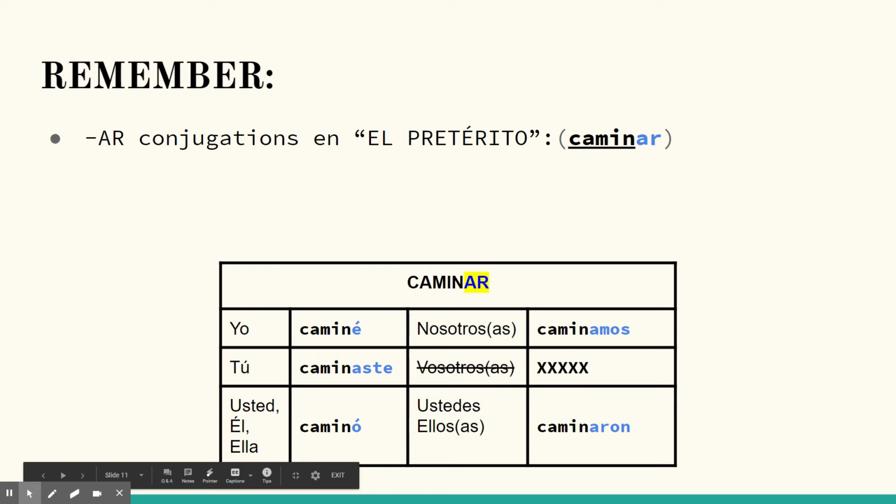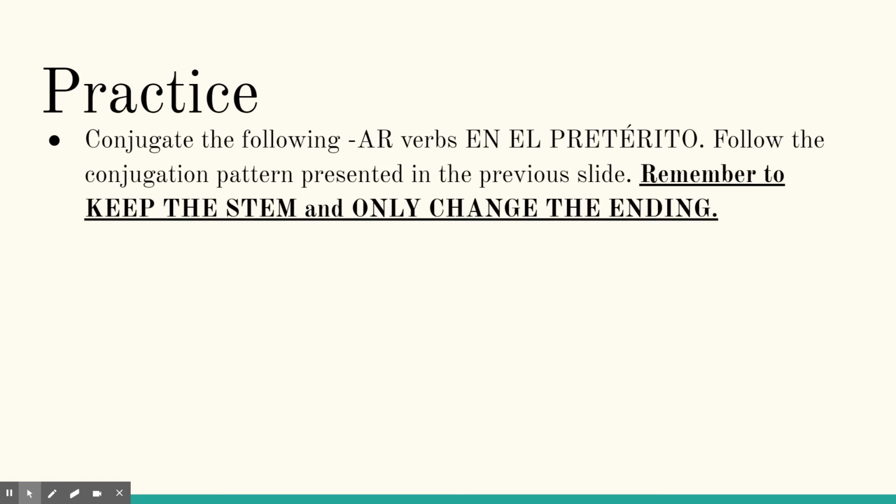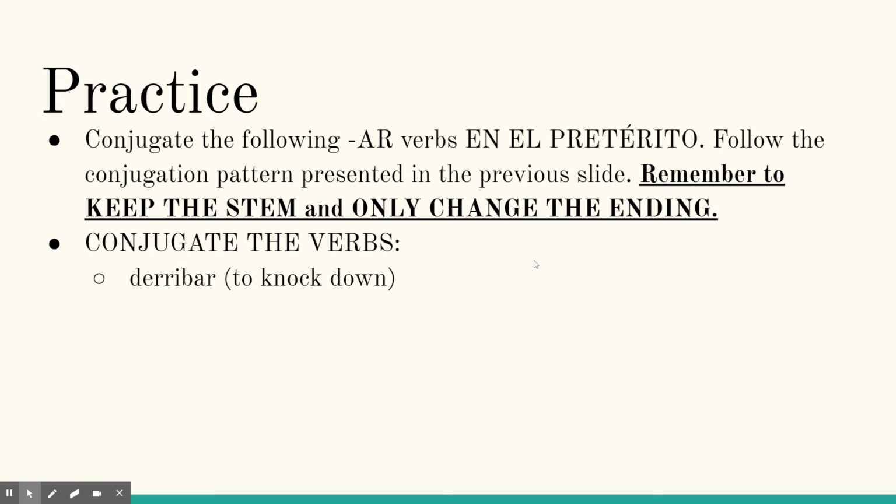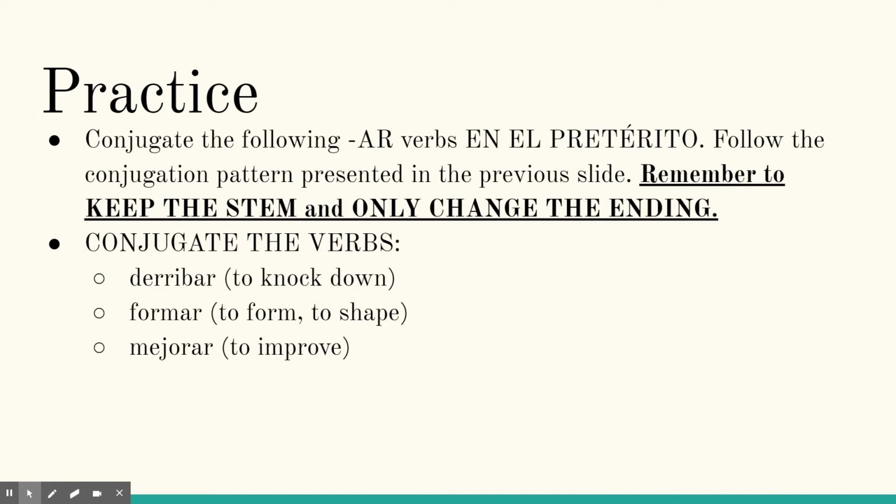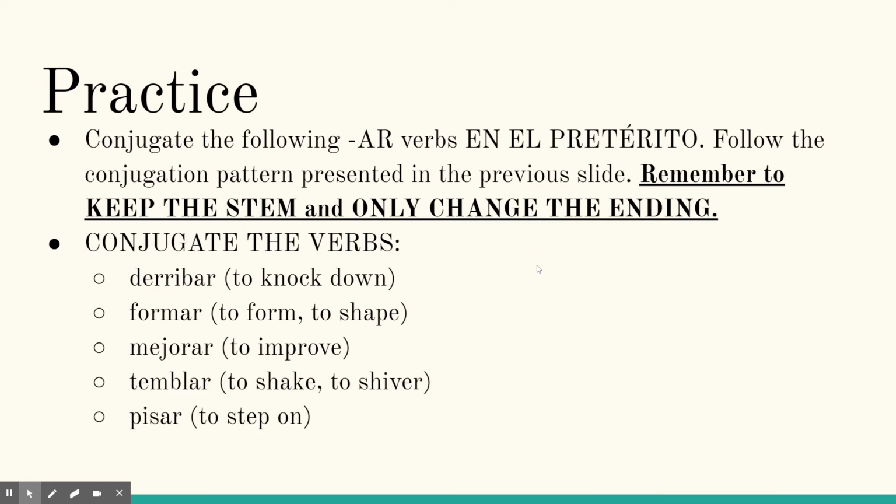Well, now that you have caminar, let's practice a little bit to see how you guys conjugate the following verbs, okay? So please, using the information from the last slide, conjugate the following 5 verbs. All of them are going to follow the same patterns. Derribar, formar, mejorar, temblar, and pisar. So take a couple of minutes, make sure you start with the conjugation box, and then give me those conjugations. All 5 forms of the verb you need to conjugate.